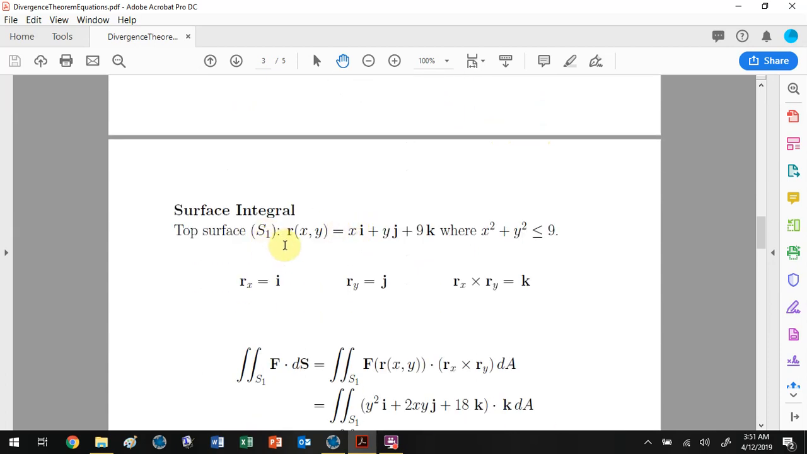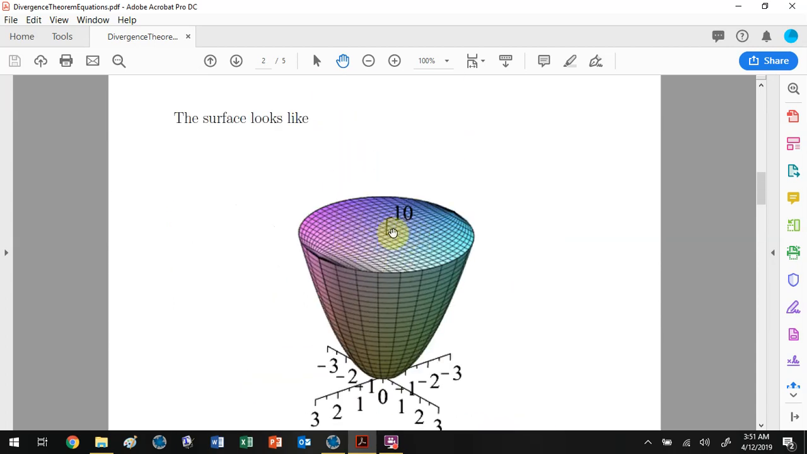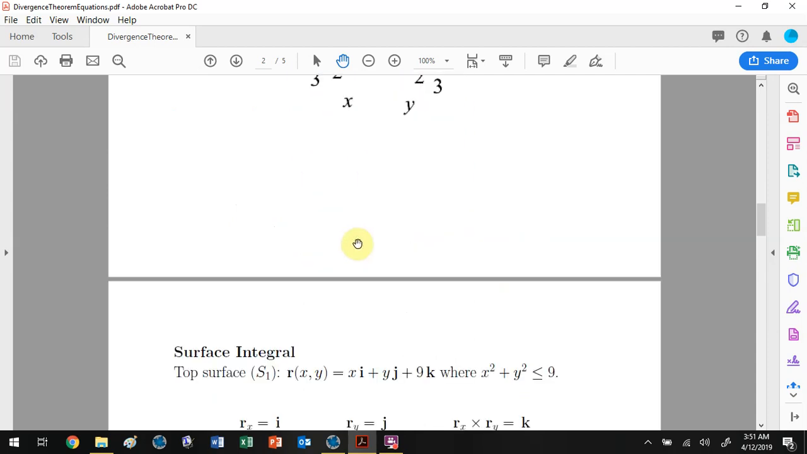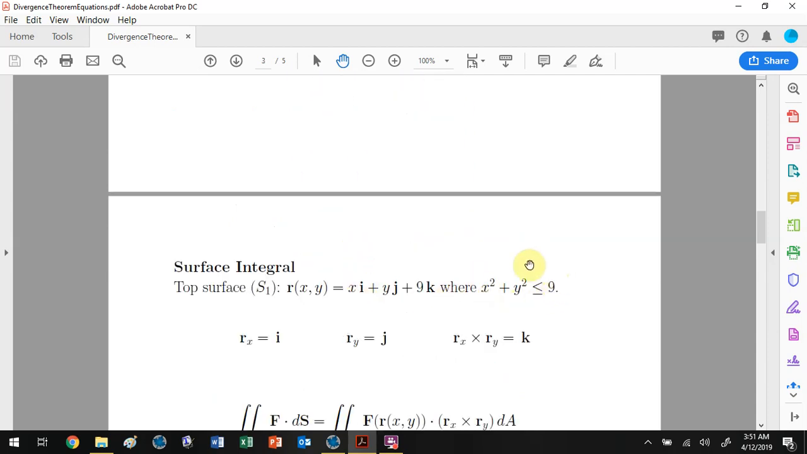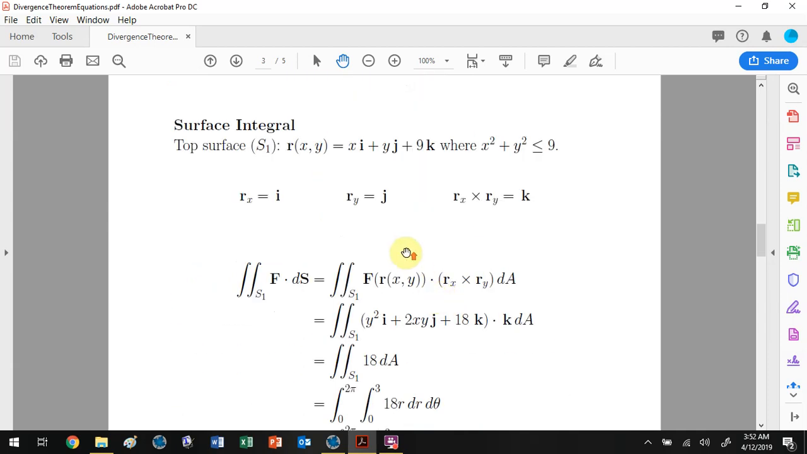So let's take a look down here. We can parameterize that top surface then by r of x, y equals the x and y components, just like normal, and then what the z curve was. So we're basically on the top here letting x and y be whatever they want to be, but the z component we're going to hold to be 9. And we're going to let the x and y run through x squared plus y squared less than or equal to 9, and that's the disk that this projects as a shadow onto the xy plane. Okay.